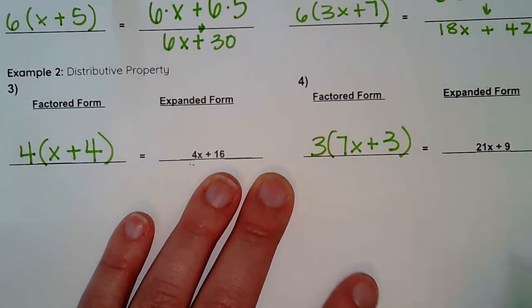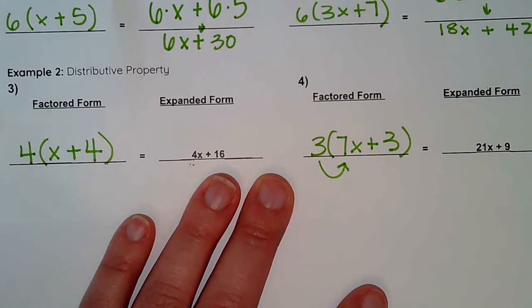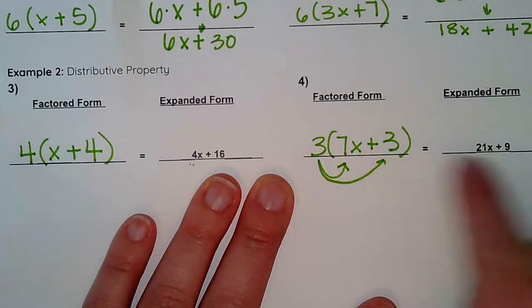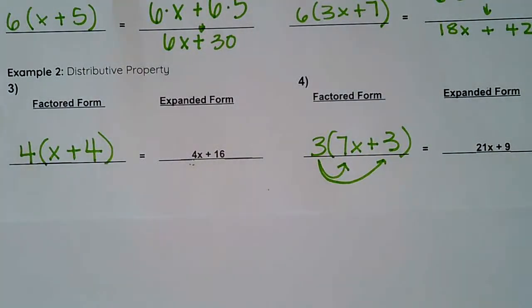Now I can check my work, right? Well, what's 3 times 7x? 21x. And then 3 times 3. That gets me 9. Therefore, I've done it well.